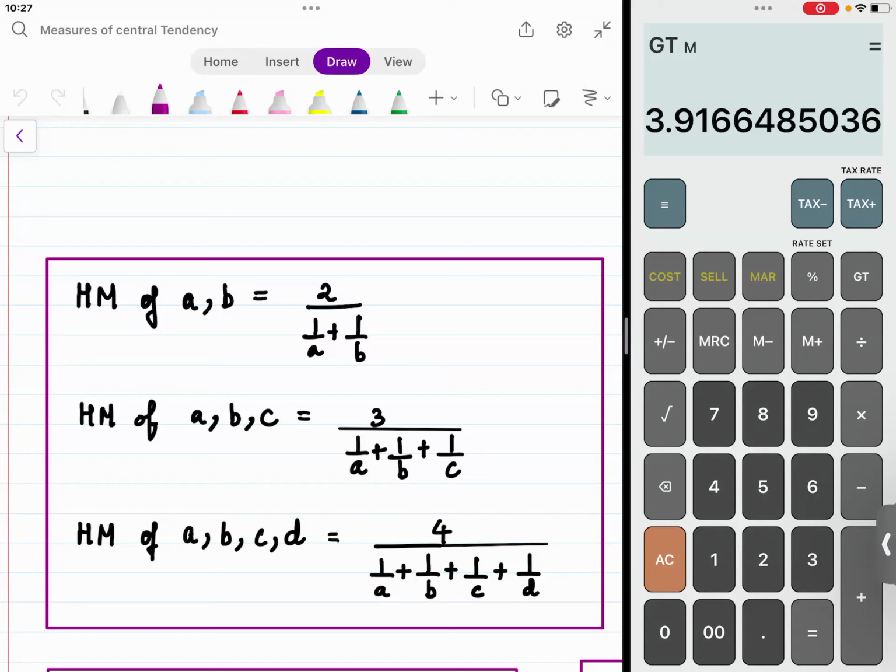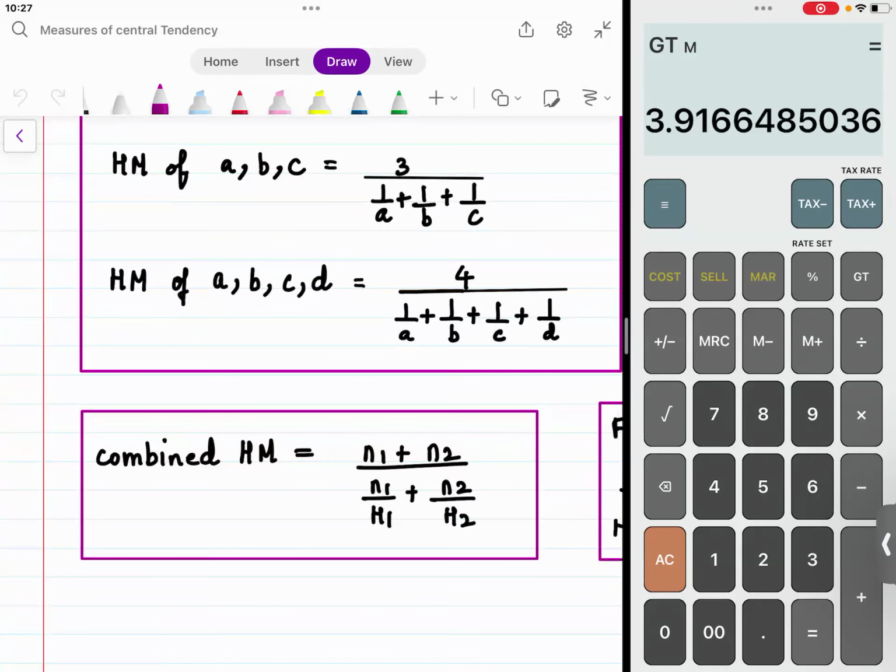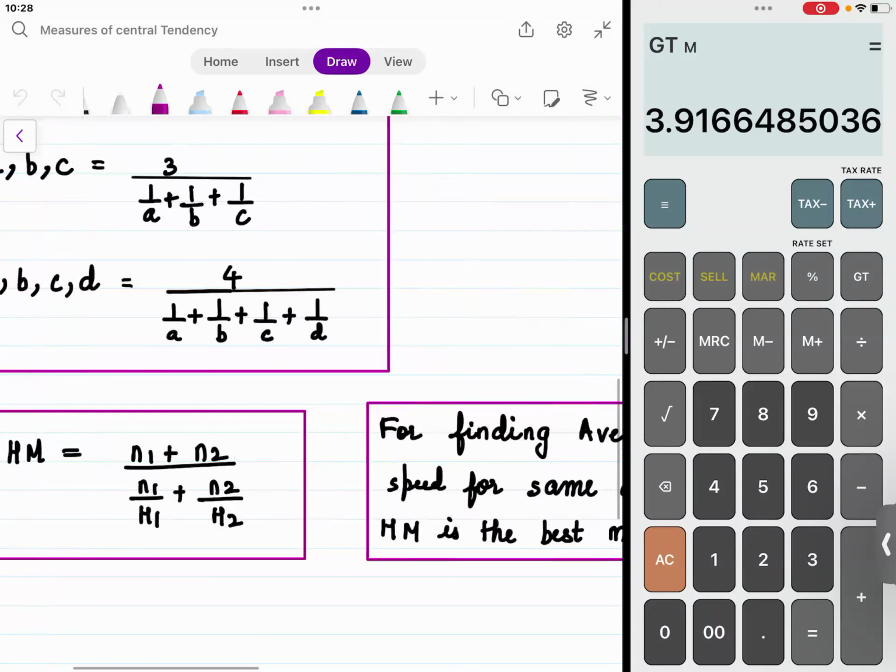And how do we calculate harmonic mean of four numbers? 4 divided by 1 by A plus 1 by B plus 1 by C plus 1 by D. And the combined HM formula is N1 plus N2 divided by N1 by H1 plus N2 by H2. So when there are two groups and both the groups have individual HMs, if they're asking you to find a combined harmonic mean, you have to use this formula.